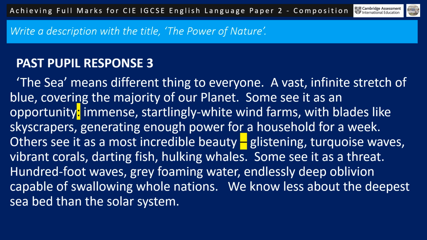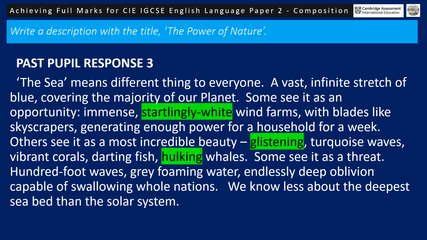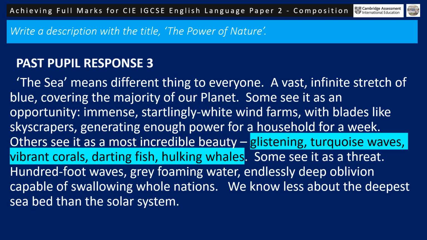We have the broader range of punctuation with the colon and the dash. There's also some more interesting vocabulary: startlingly white, glistening waves, hulking whales. The asyndeton, list separated by commas without any conjunction such as and, creates a more intense, fast-paced effect, which I also like. So is this response on track for a grade 9?